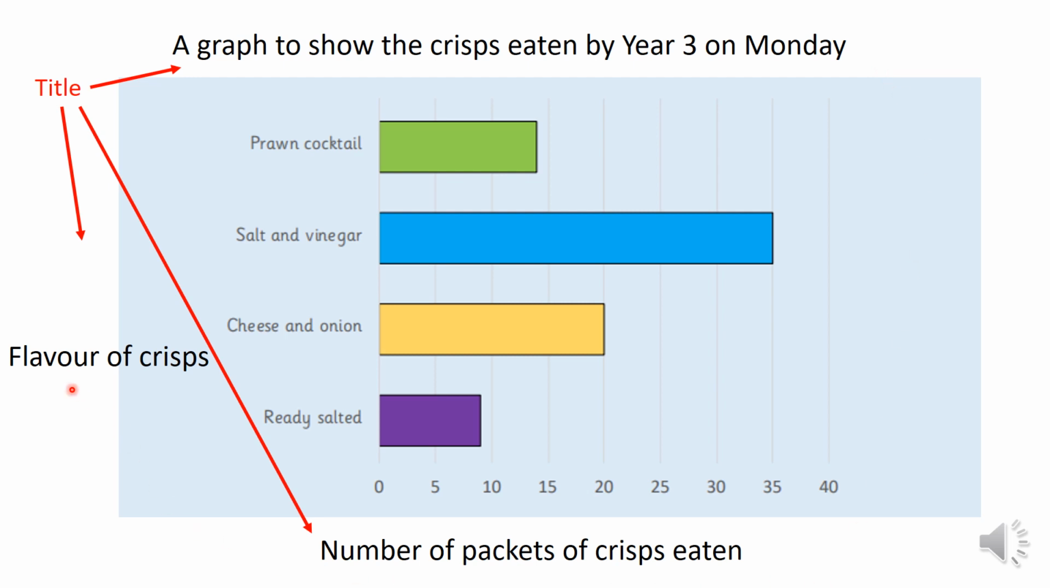Another title gives us all the choices that were given. In this case, it's the flavour of crisps: prawn cocktail, salt and vinegar, cheese and onion, ready salted. Another title also tells us the number, in this case the number of packets eaten. And the scale goes up in 5s.